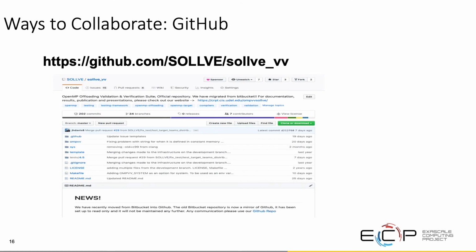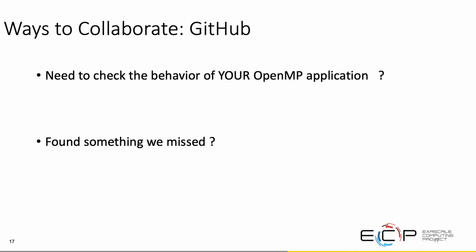So how to collaborate? We have a GitHub site where anyone who's interested can download this V&V, and you can log issues, you can create pull requests. So that is what we want. We want the community to get together and get more involved.